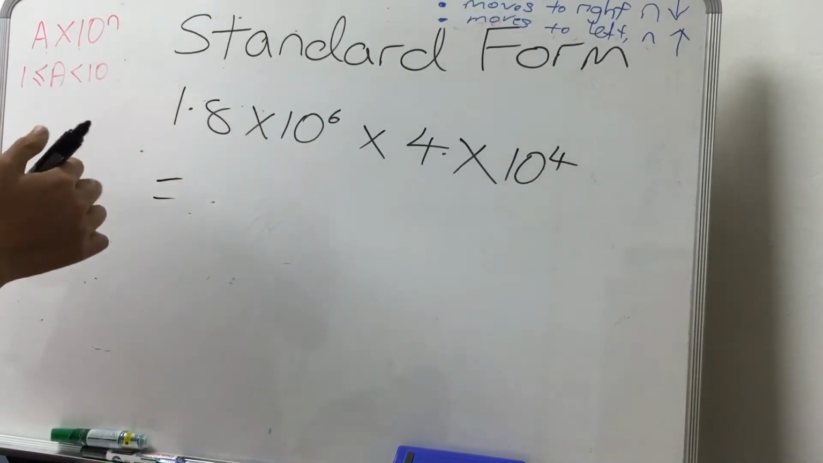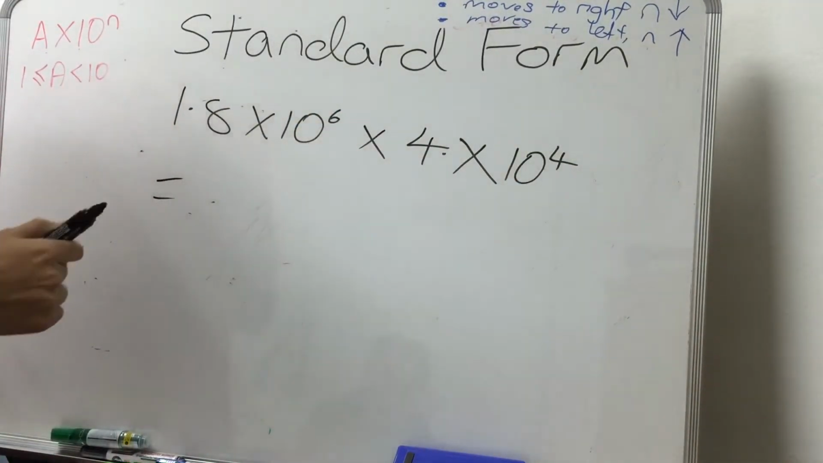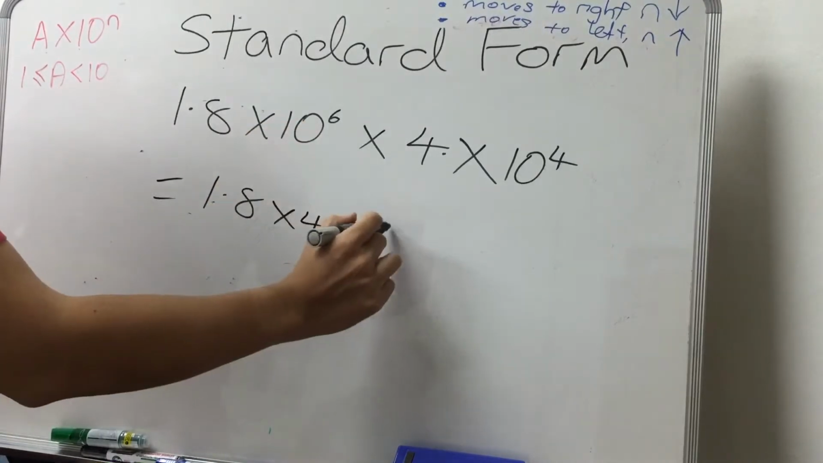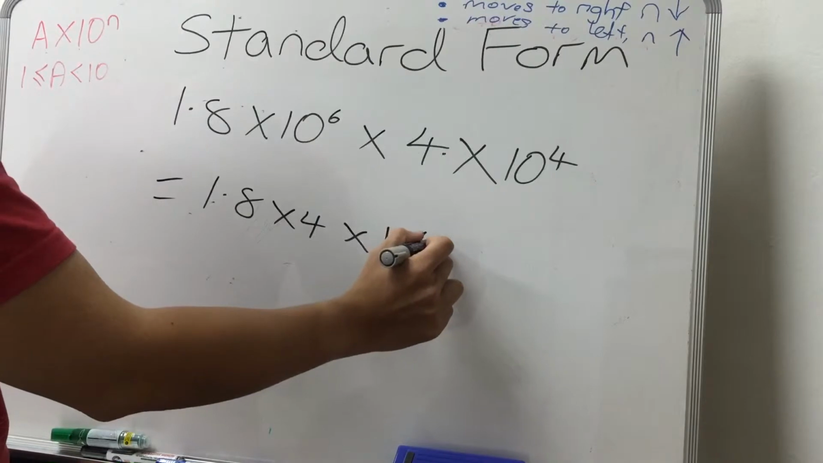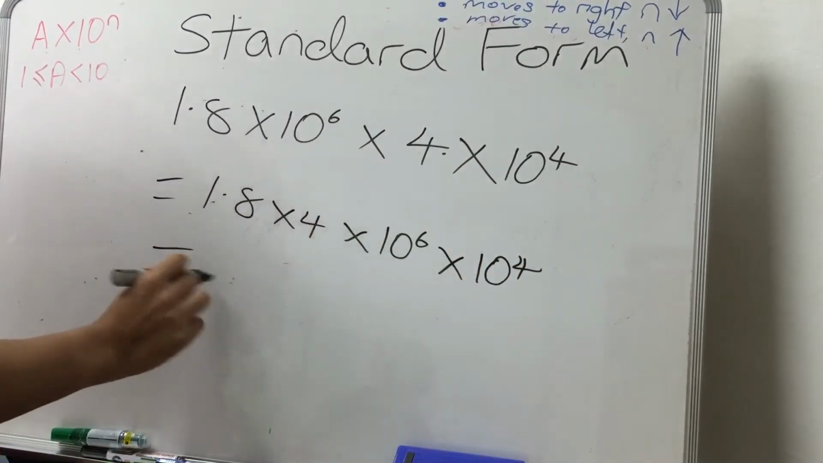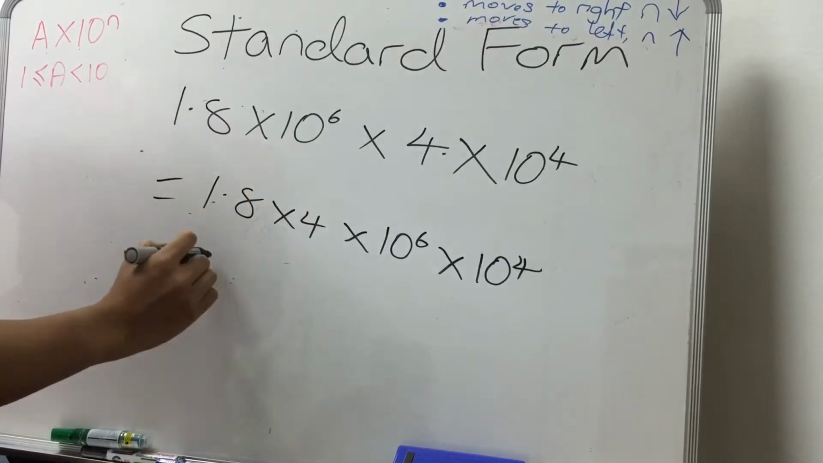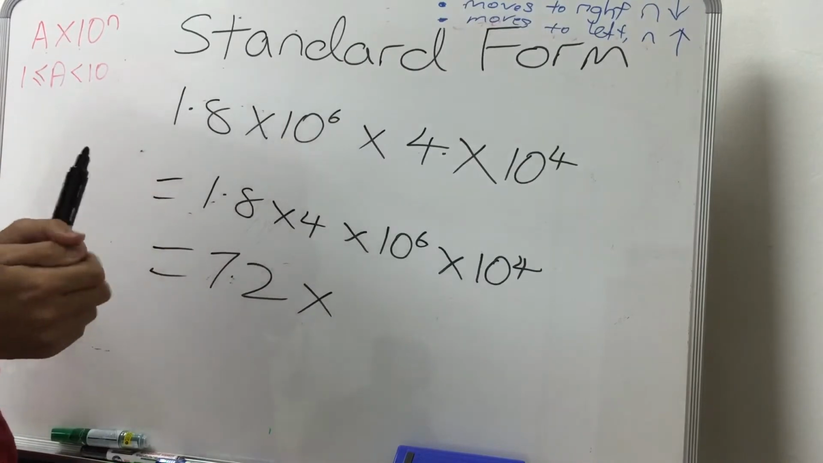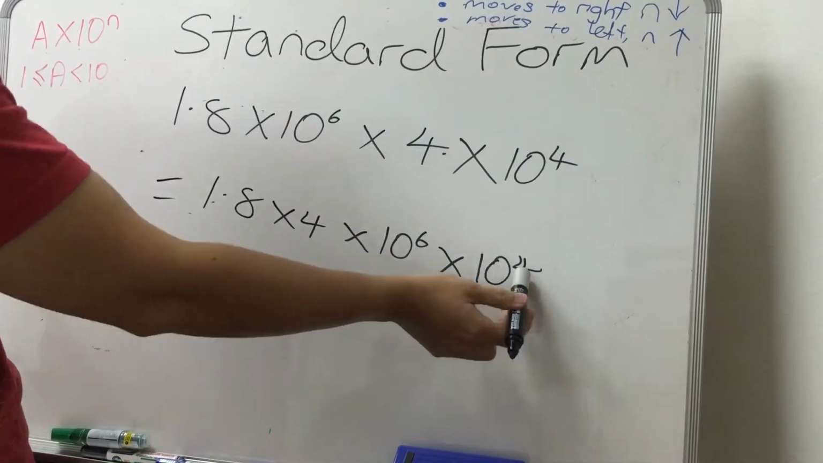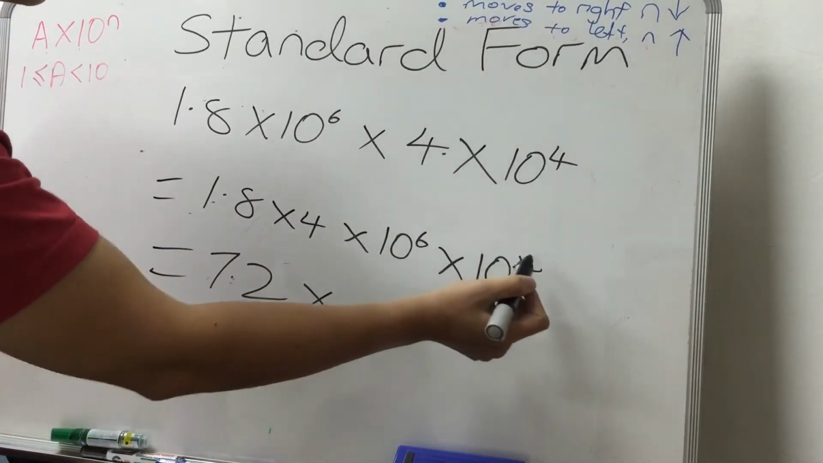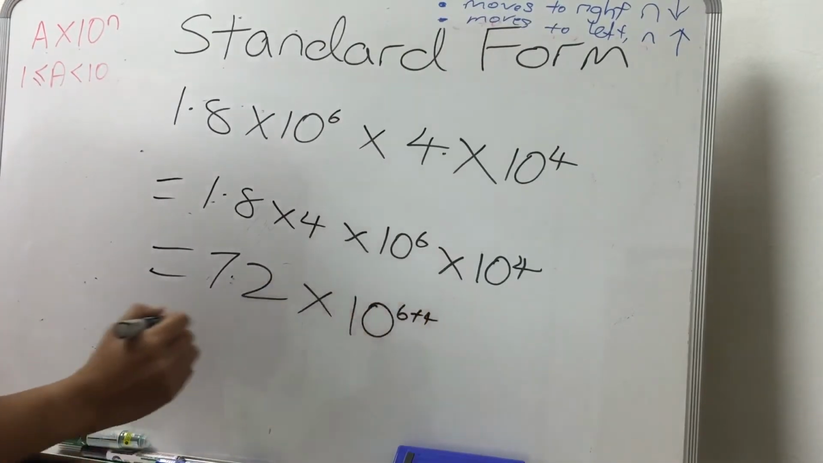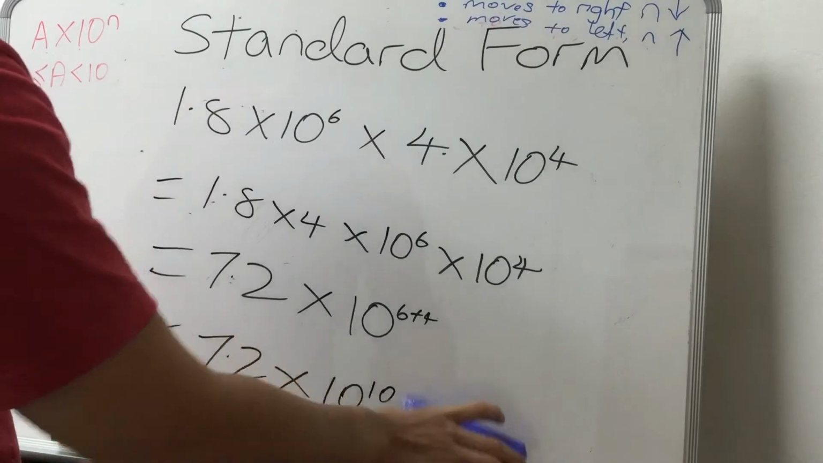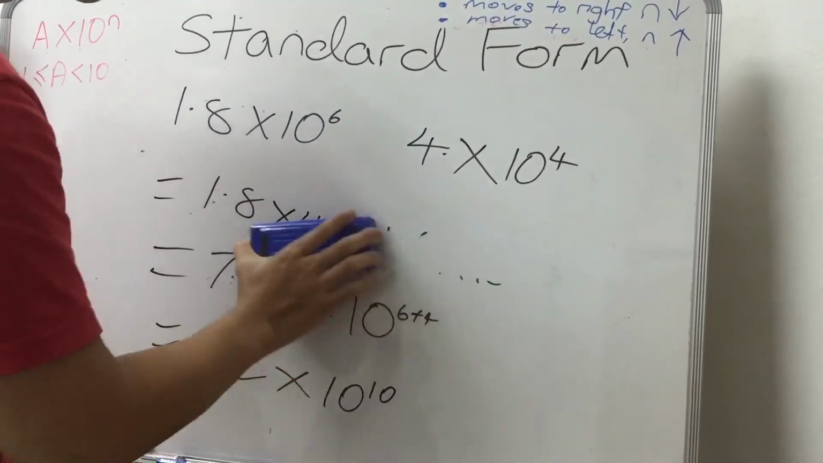So for multiplication, there is no need to change the numbers to the same power. What you can do is just group the numbers together and the powers together. So 1.8 times 4 times 10 to power 6 times 10 to power 4. Do the numerical value multiplication first. This will give you 7.2. And from the previous video on chapter 1 indices, you will have learned that when you multiply indices together, you add them. So 10 to the 6 times 10 to the 4 will give you 10 to the 6 plus 4, 10 to the 10. Okay, so you get 7.2 times 10 to power 10. Multiplication and division is the easiest for this chapter.